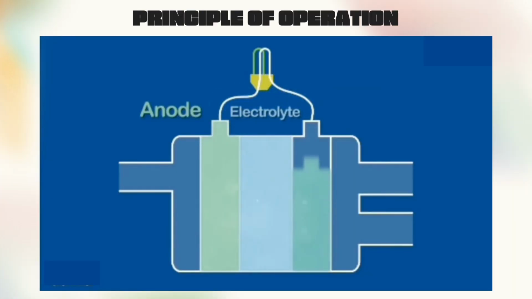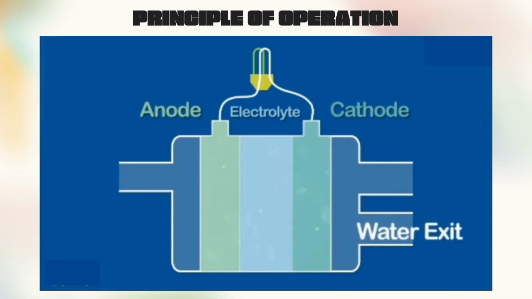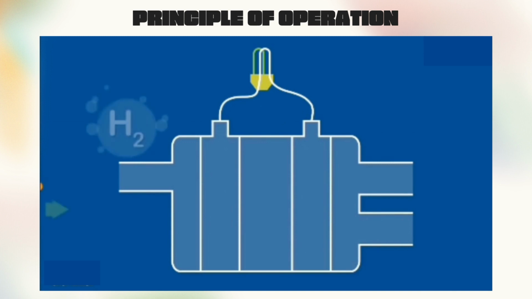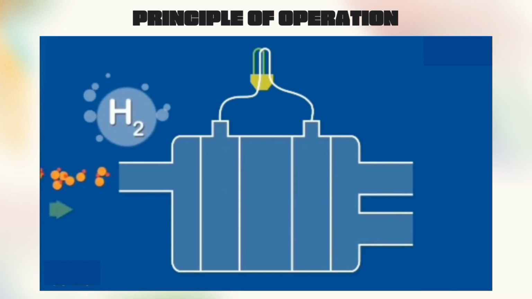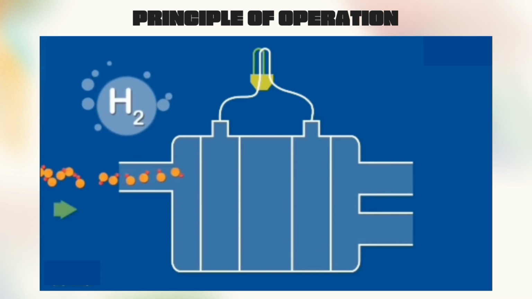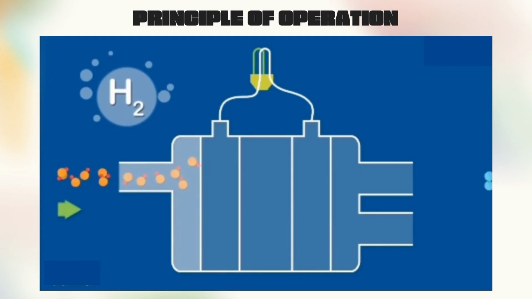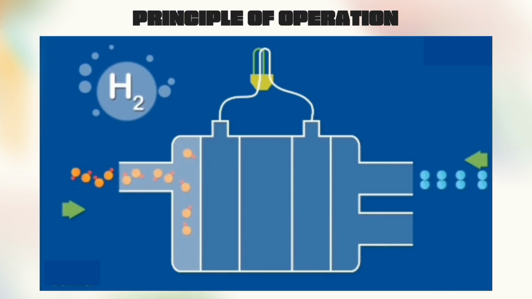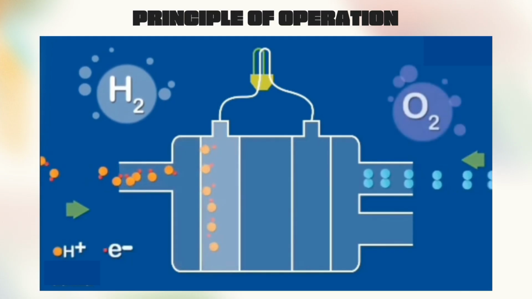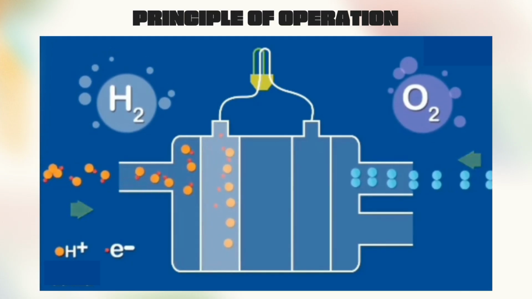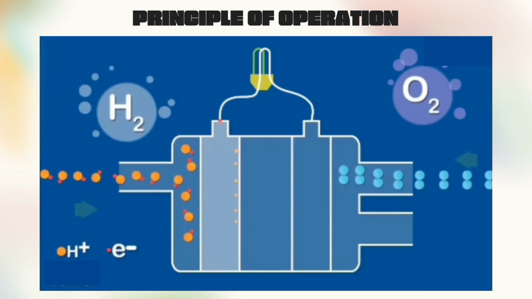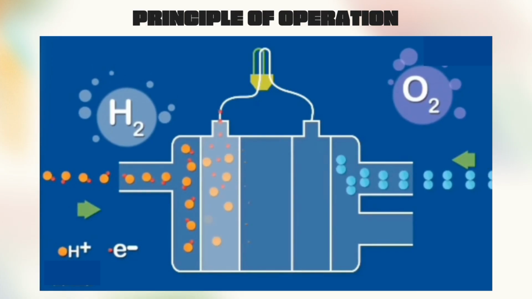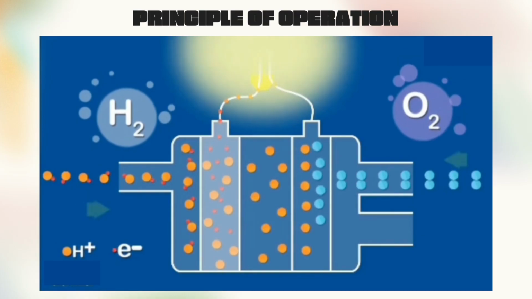Principle of operation. The first one is oxidation at the anode, which is on the fuel side. The fuel, commonly hydrogen gas, H2, will enter the anode. At the anode, hydrogen molecules are oxidized to hydrogen ions and release electrons. The second one is electron flow in the external circuit. Electrons will flow through the external circuit, creating an electric current that will power the device.